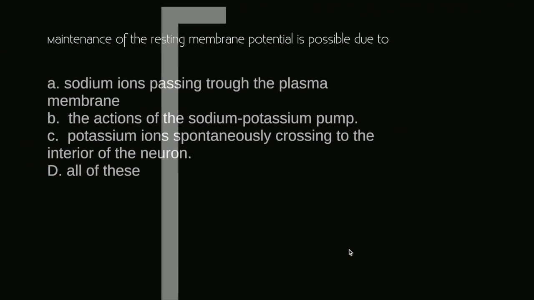Maintenance of the resting membrane potential is possible due to sodium ions passing through the plasma membrane. No. The action of the sodium potassium pump, yes. Potassium ions spontaneously crossing to the interior of the neuron, that was not happening. So B is the correct answer. Sodium ions can't just pass through the plasma membrane, they have to go through an ion channel.